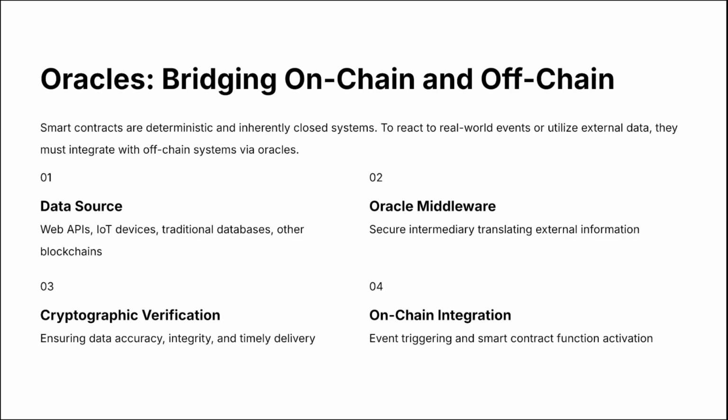The process starts with the data source. This could be anything from a web API or IoT device to a traditional database. Next, we have the oracle middleware, which acts as a secure bridge. It collects external data and translates it into a format that a smart contract can understand. Before the data is used, it goes through cryptographic verification to ensure it's accurate, untampered, and delivered on time, which is very crucial, this step. And finally, the verified data reaches the blockchain, triggering on-chain integration, whether it activates a smart contract function, settles an agreement, or initiates other predefined actions.